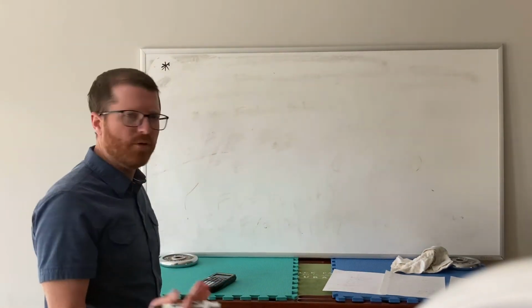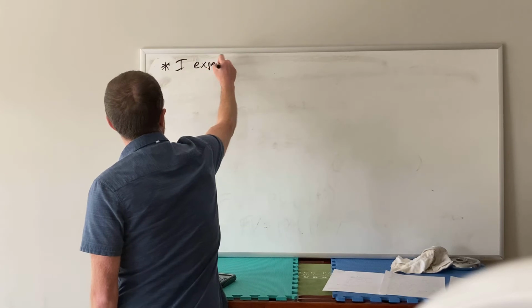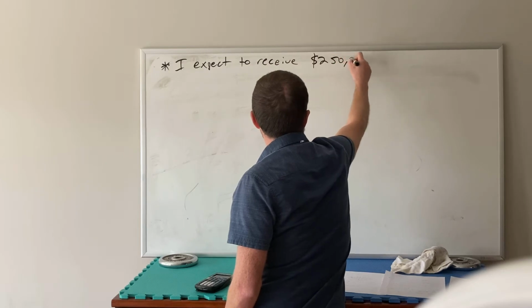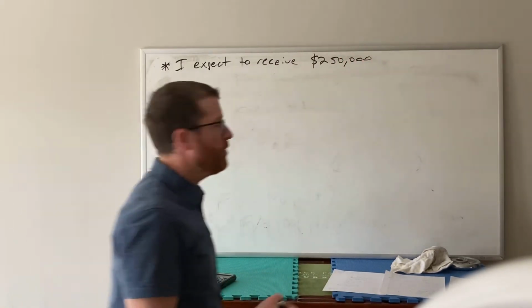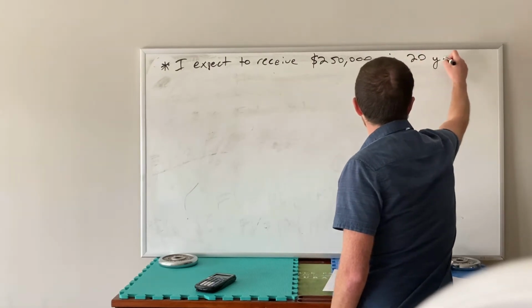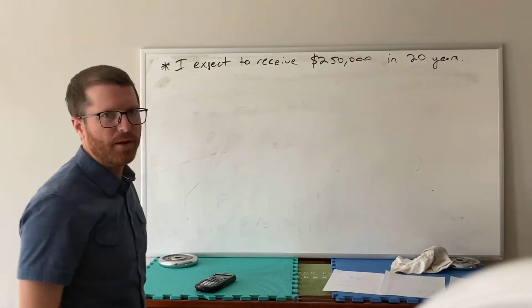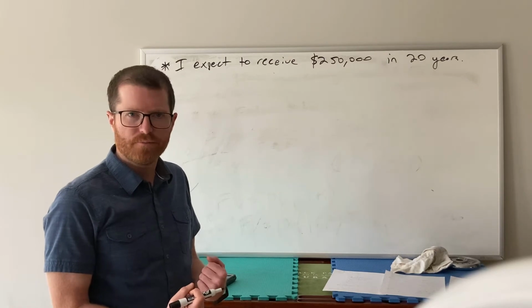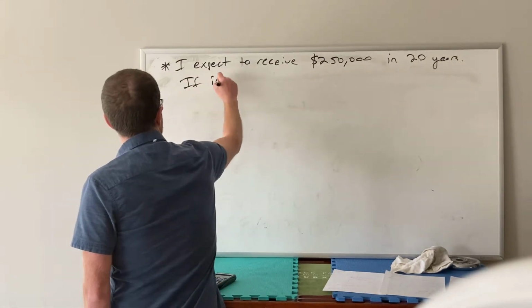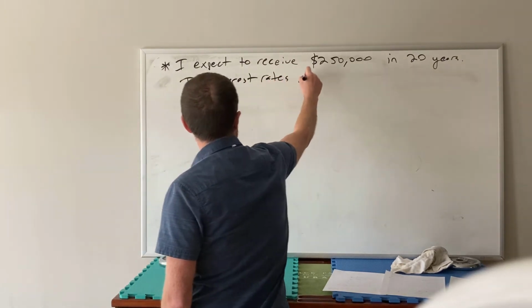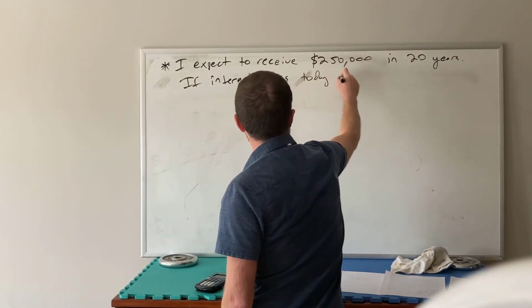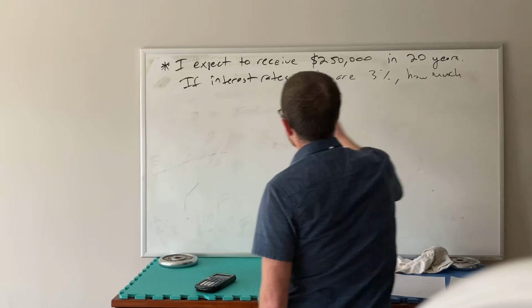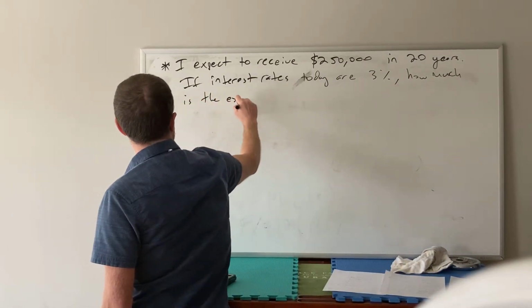Okay, so let's get morbid here for a little bit. Let's say that I expect to receive $250,000. Maybe I'm going to get some inheritance, okay? And so I expect to receive $250,000, I don't know, in 20 years. So I'm thinking, you know, parents might die or something, and that's the amount I'm expecting to get. It's a rough estimate, but it's practical because I can think, what is the value of that to me now? Okay? If interest rates today are 3%, how much is this expected payment worth today?